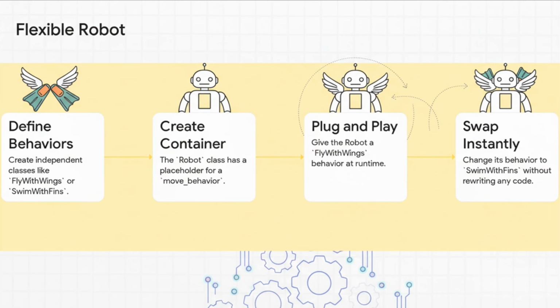And this example shows the power of that has-a approach perfectly. Instead of creating a permanent flying robot class that's stuck in the air forever, we have a generic robot that has a movement behavior. We can give it wings to fly. And then, check this out. Without changing a single line of the robot's code, we can instantly swap that out for fins and make it swim. Now that is real flexibility.